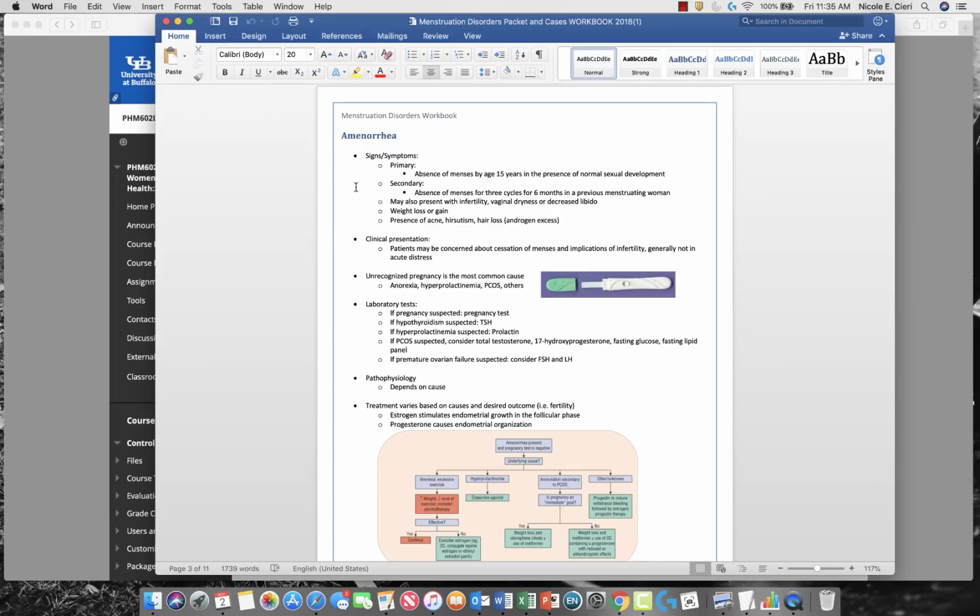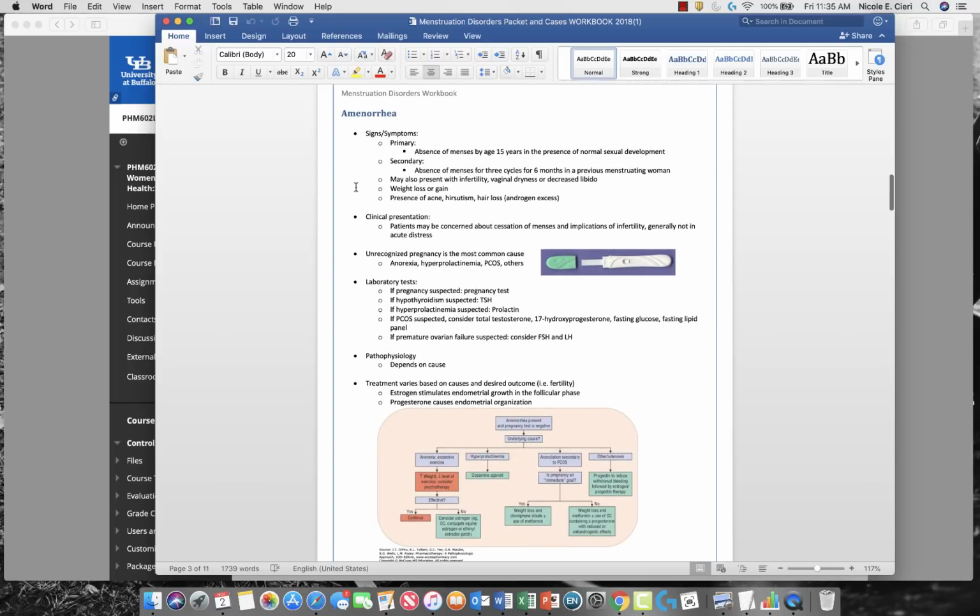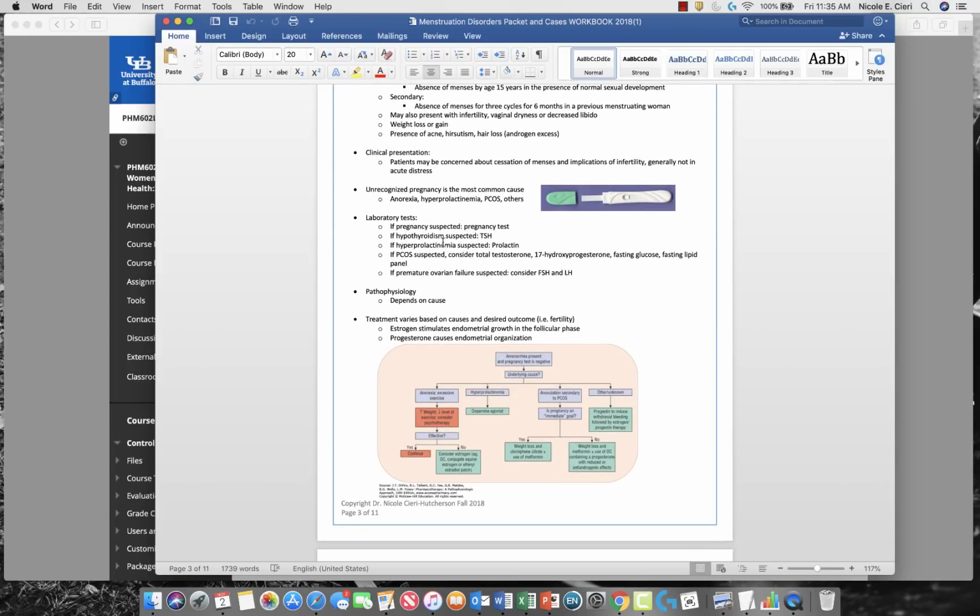Sometimes they can present with other symptoms, and this can be related to the cause of amenorrhea. Usually patients aren't in acute distress, otherwise they're just thinking that they might be pregnant. So unrecognized pregnancy is really the most common cause. So we'll talk about in class how you can evaluate for pregnancy and the different tests that are available, especially with the case that is associated with amenorrhea. But there are some laboratory tests, including pregnancy tests, and then some other tests for things that can cause amenorrhea, like hypothyroidism, hyperprolactinemia, PCOS, and other gynecologic disorders.